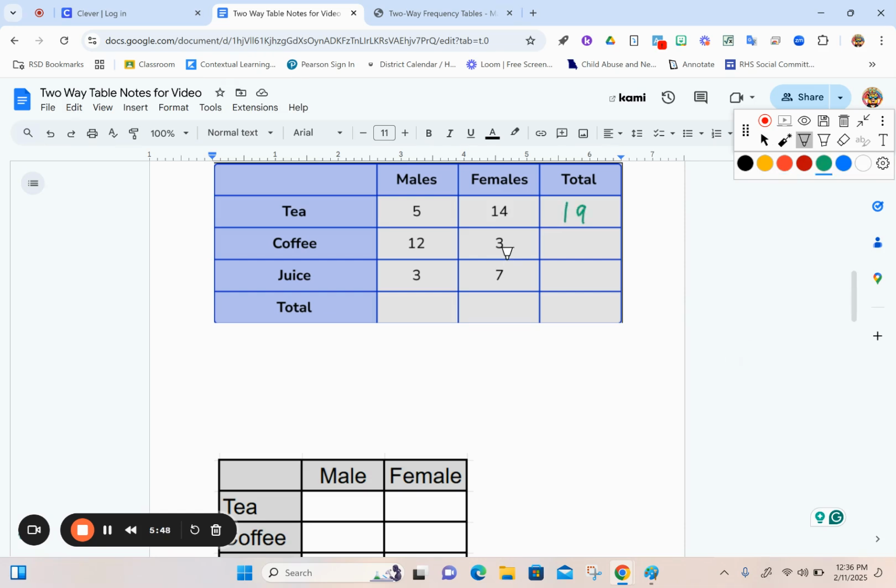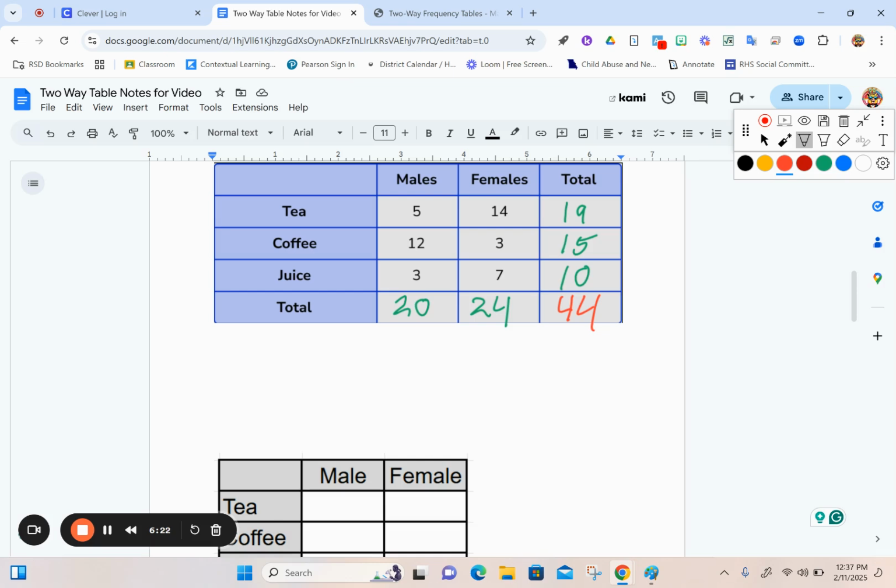So if you could find all the totals, all we're doing now is just adding. So here is 19, here is 15, here is 10, 5 plus 12 plus 3, that's 20, and 14 plus 3 plus 7 should be 24. 20 and 24 is 44. So we want to check and see what is 19 plus 15 plus 10, 44. So we know we're right there.